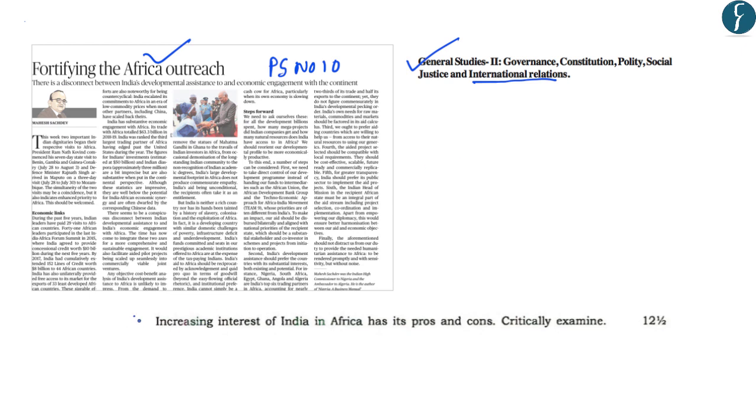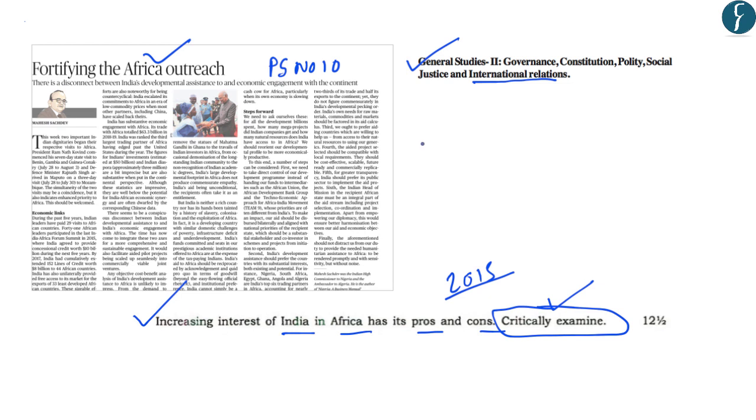And if you look at the previous year questions, in the year 2015, there was a question directly related to India-Africa relations, and the question read, increasing interest of India in Africa has its pros and cons. Critically examine. So in this background, let us understand the key points which have been highlighted by the author regarding India's economic aid in Africa.